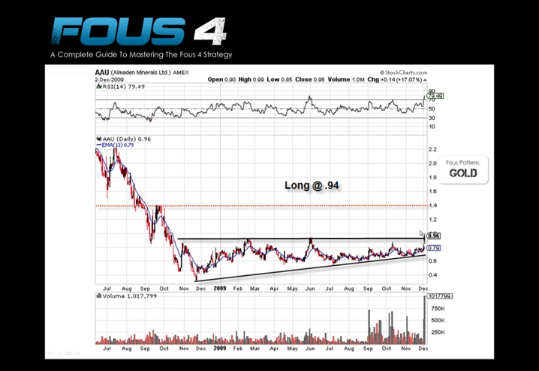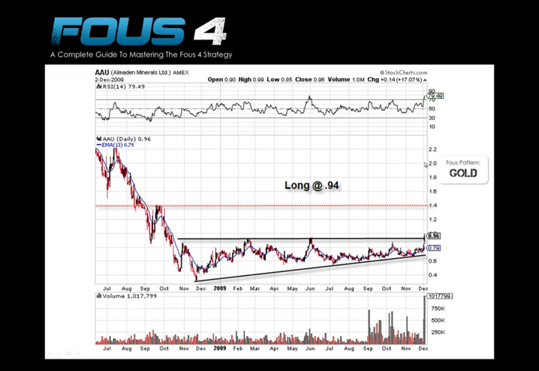So I bought into this stock at 94 cents on the day that it was breaking out above this longer term Foos revival pattern on this huge spike in volume. So that's also a big indication going forward that this stock could be making a big rally. And our first profit target is about $1.40 per share.